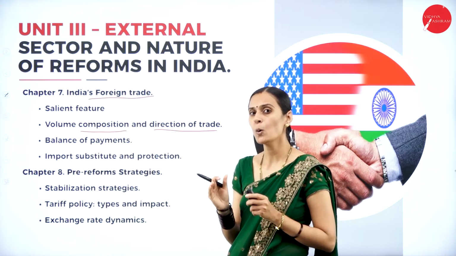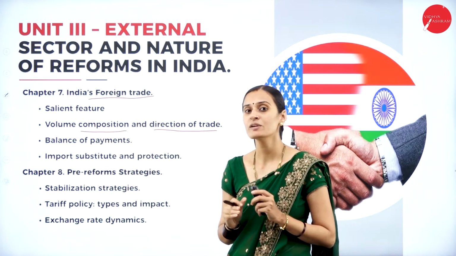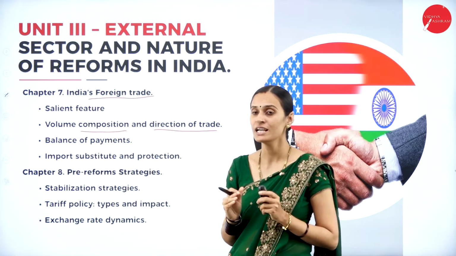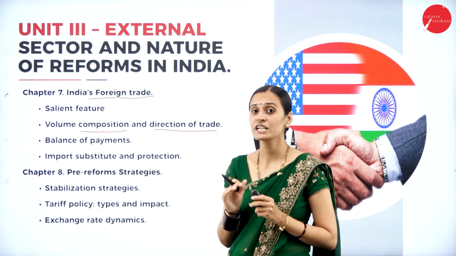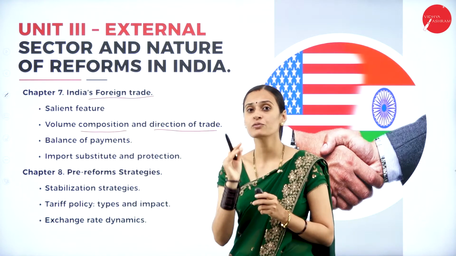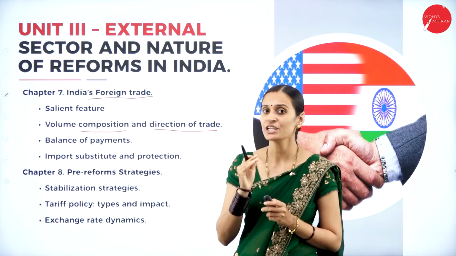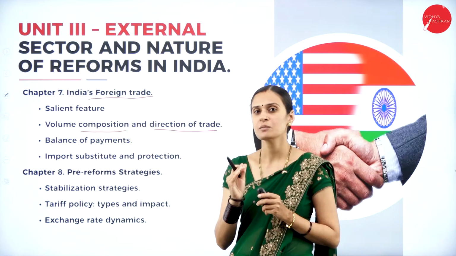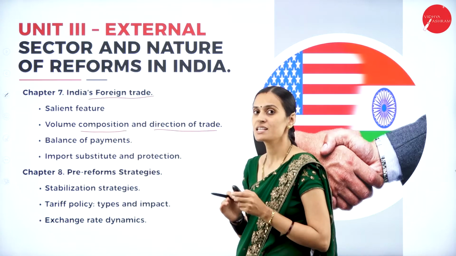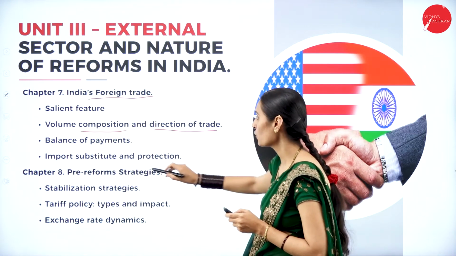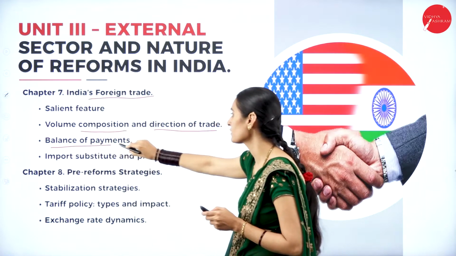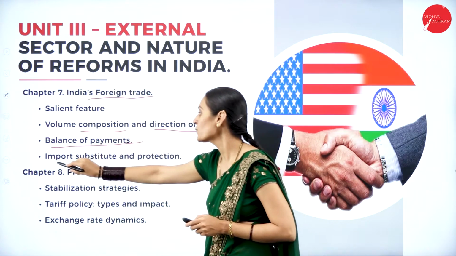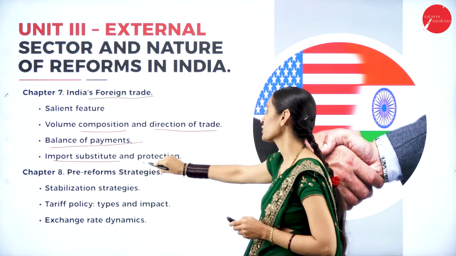We have an open economy and we trade with different nations of the world. Directions of trade means we trade with South Asian countries, then the UK, then Germany and some other European countries. Balance of payments is a statement of imported and exported goods and services. And then import substitution and protections.